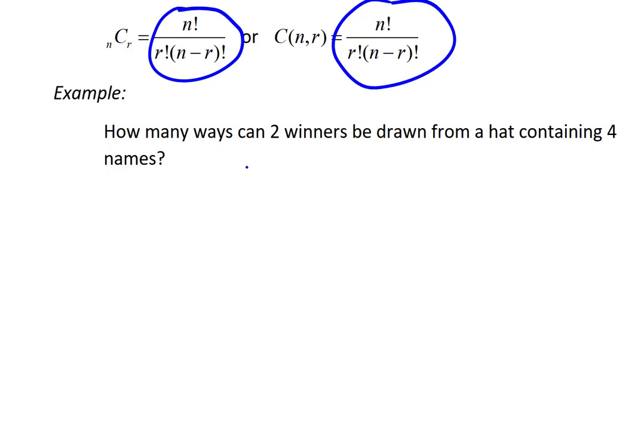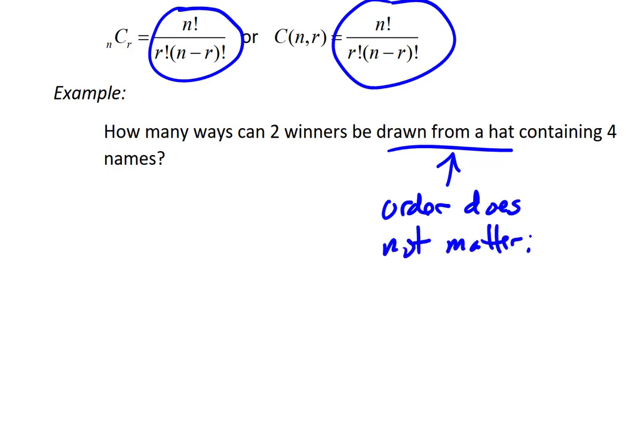Well, if you can imagine this kind of scenario where you're just drawing something from a hat, you either win or you don't. There is not any specification about first or second place here. You're just getting drawn or you're not getting drawn. So because of that, because of the drawn from the hat, we could say order does not matter for that, which means we're going to use the combination instead of the permutation.